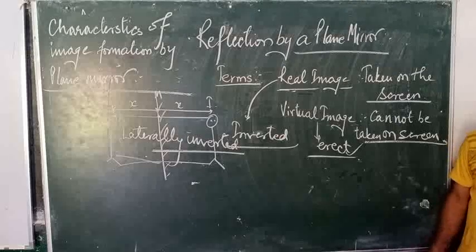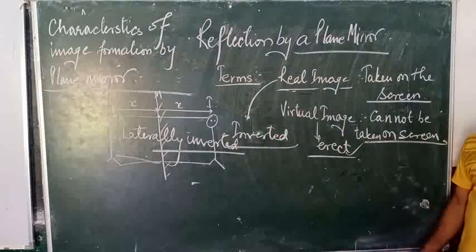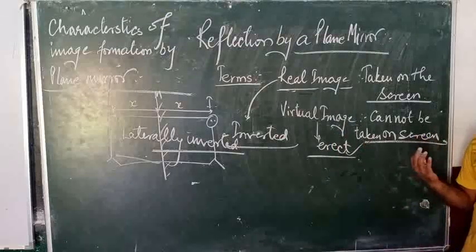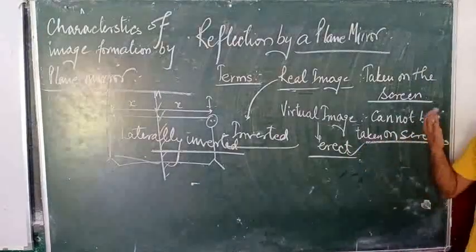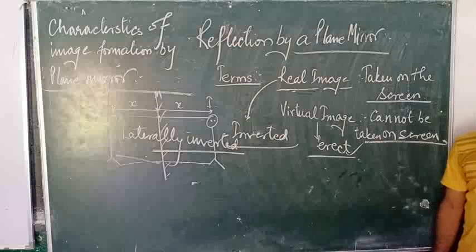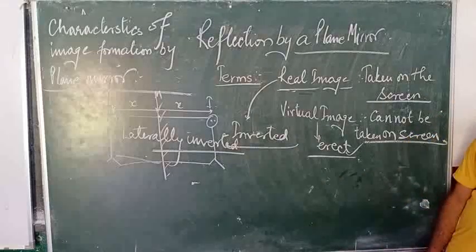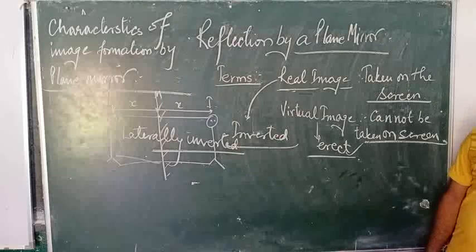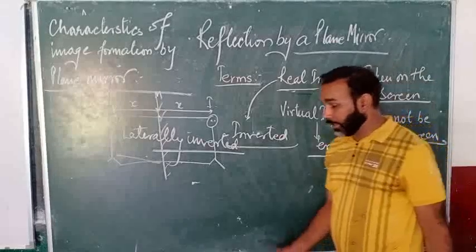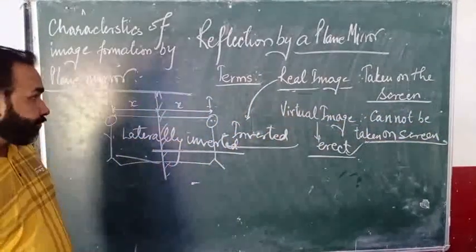that is the first is your the size of the object and the image is same. The second is the distance of separation between mirror and object, and mirror and image is also same. The image formation is virtual and it is erect, same side of this object, and the image formed by the plane mirror is laterally inverted. So these are the characteristics of the plane mirror.